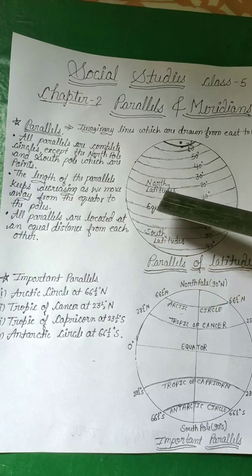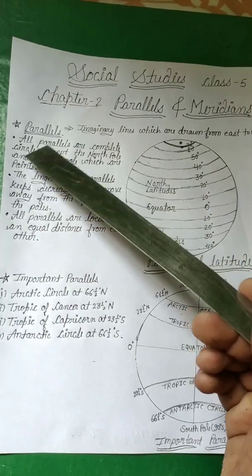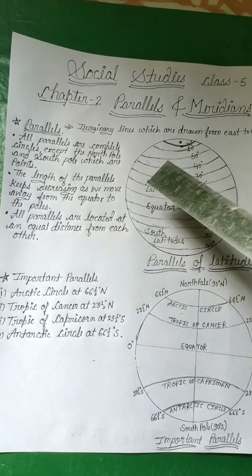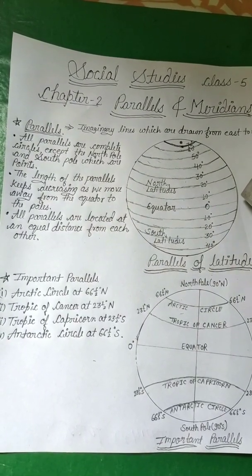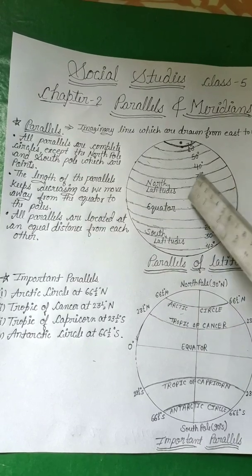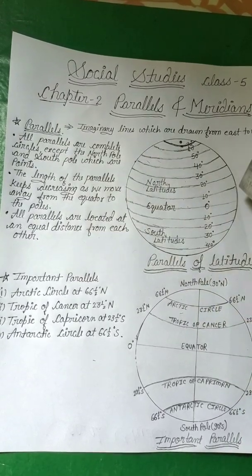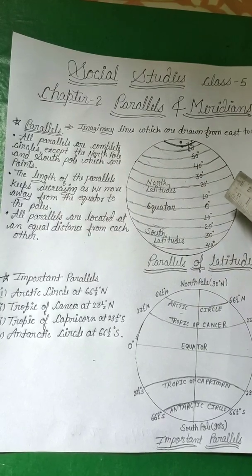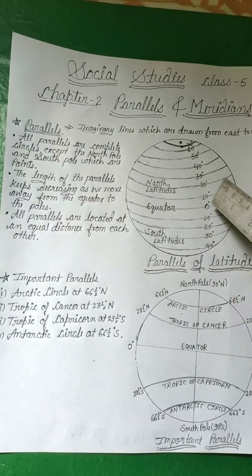So now let's understand what parallels are. Parallels are the imaginary lines which are drawn from east to west. Here in this diagram you can see these lines are drawn from east to west and they complete a whole circle, and these are marked in degrees. The equator is marked as 0 degree.